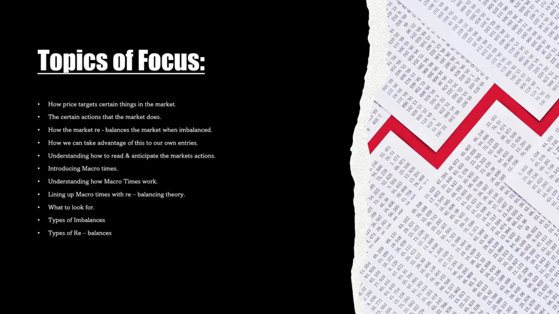Topics of focus. Today we're going to be going over how price targets certain things in the market, the certain actions that the market does, how the market rebalances when imbalanced, how we can take advantage of this for our own entries, understanding how to read and anticipate the market actions, introducing macro times, understanding how macro times work, lining up macro times with rebalancing theory, what to look for, types of imbalances, and types of rebalances. We're going to go over these section by section, and we're going to go into depth on each of these, okay?